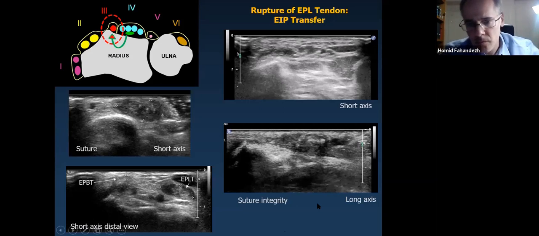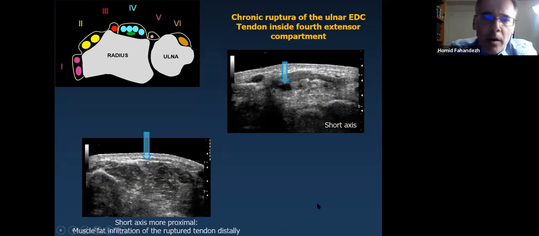When we go to the fourth compartment, we can see here ruptures of the tendons, and here you can see a rupture of the most ulnar tendon of the extensor digitorum communis inside of the fourth compartment, and how proximally there is an infiltration of this tendon.